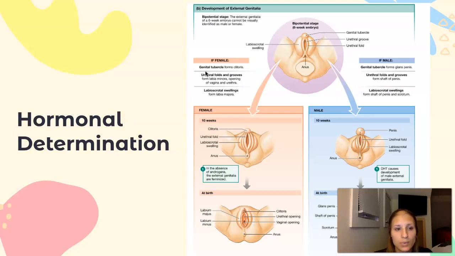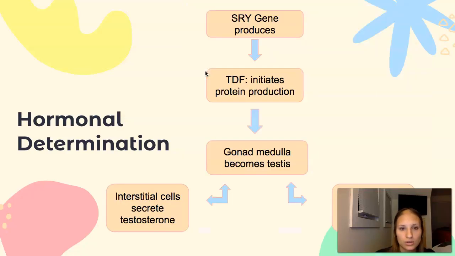When the male infant is born, the testes descend from the abdominal cavity into the scrotum, which is shown on the bottom right image. So this is just a little diagram I put together to make sense of the hormonal determination.